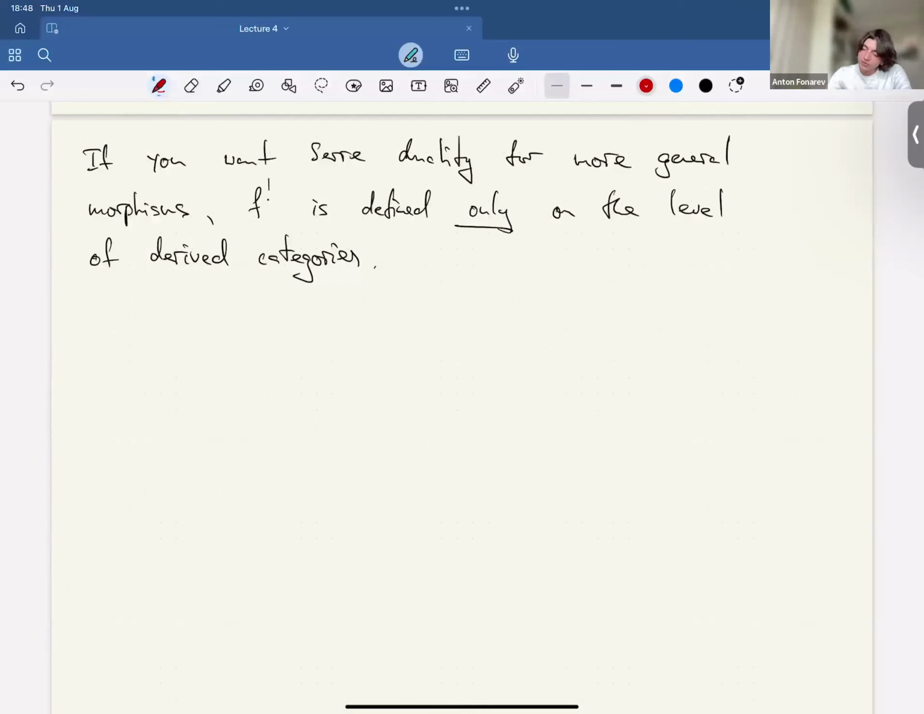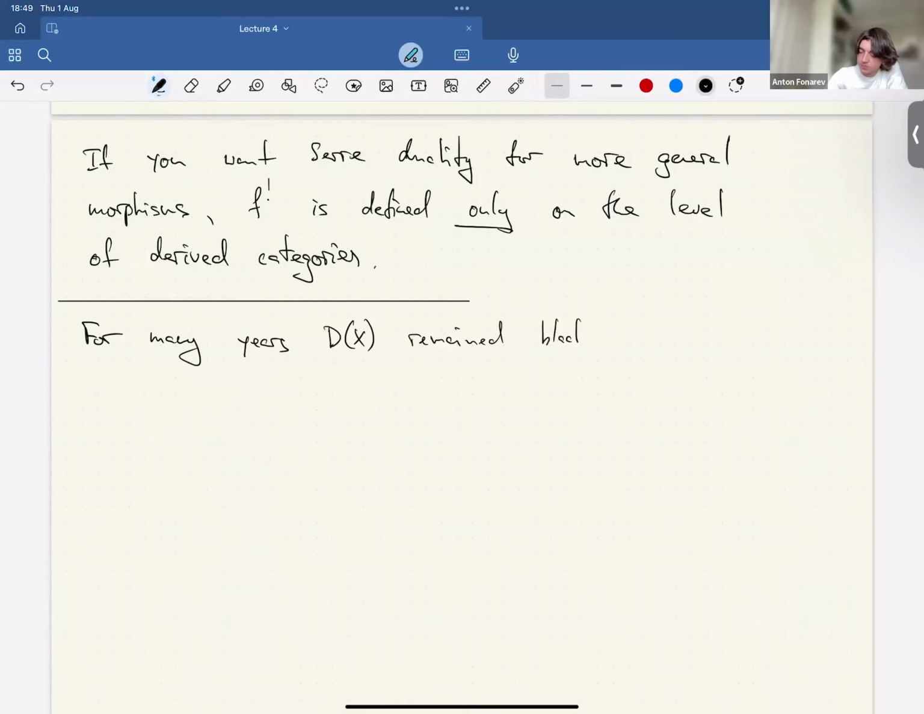All right, well, so this is where it all started from. In the last remaining minutes, let me make a few comments. So for many years, these derived categories remained just black boxes.